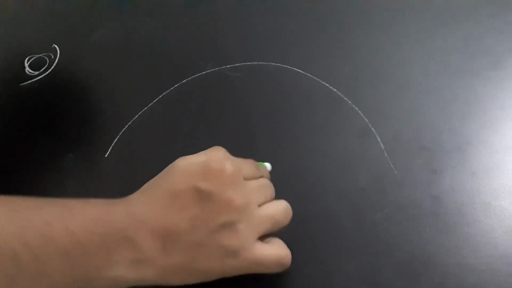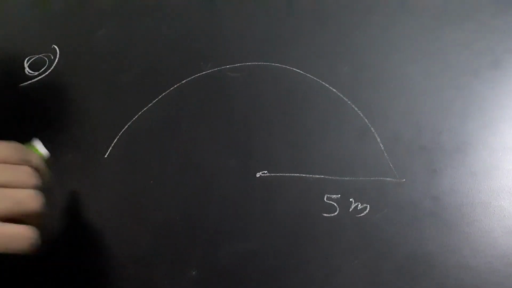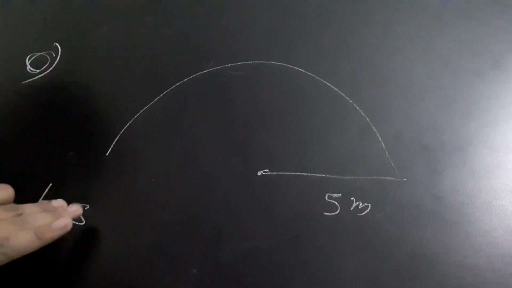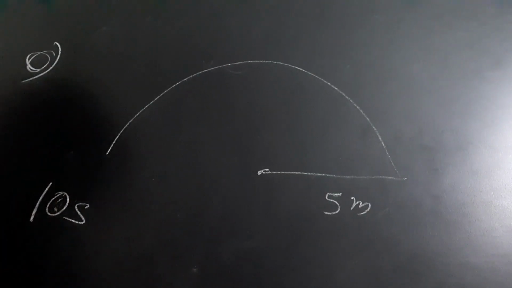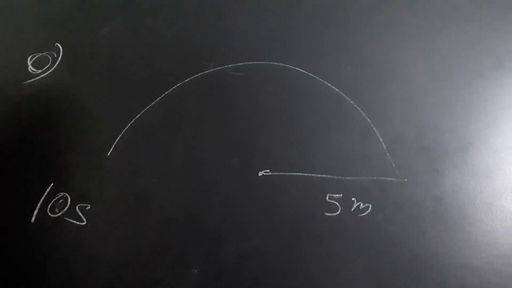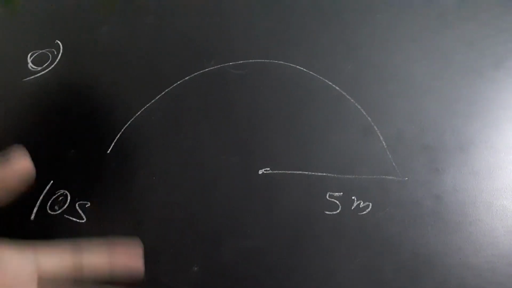The question is that a person travels on a semicircular path of radius, let's say, 5 meters in 10 seconds. Then find the average velocity of the person. Now, this is a really basic question, but still there are some people who get tricked.